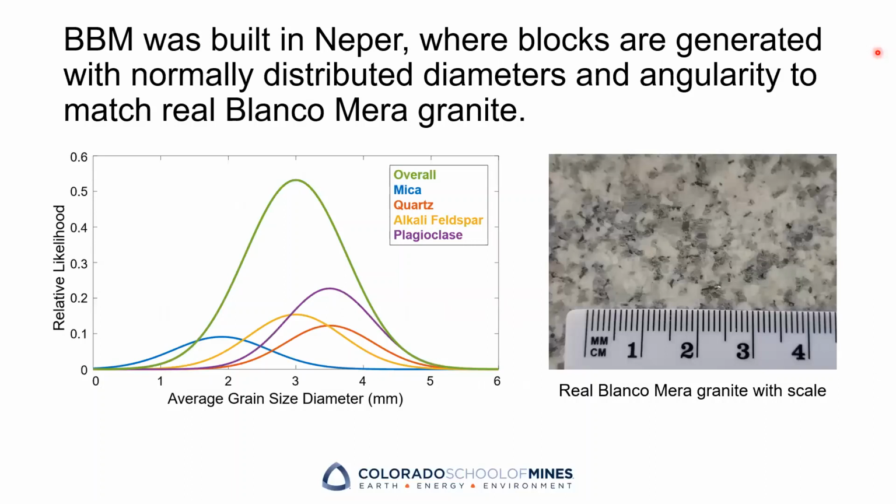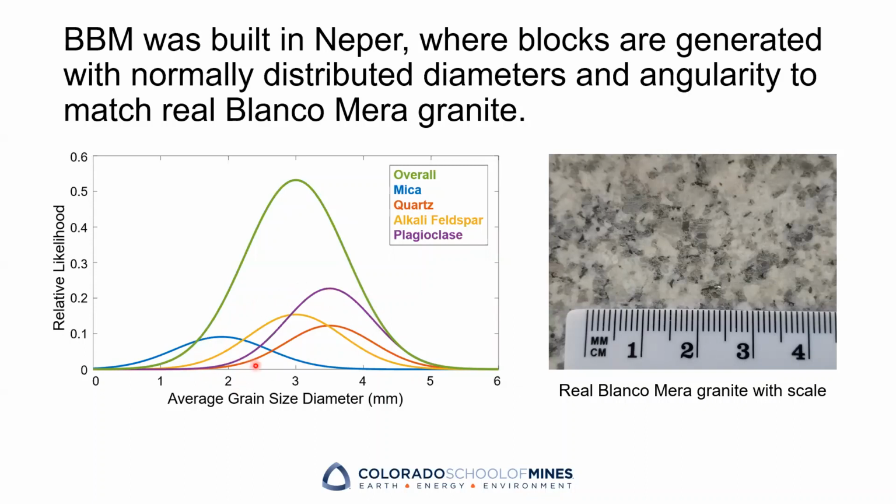So first, I built the geometry of my BBM in a program called Neper. This program generates polygonal blocks with specified average diameters and angularities. Specifically, a mean diameter and corresponding standard deviation, as well as a mean angularity and corresponding standard deviation, must be inputted into the program. The diameter inputs were chosen by fitting a normal distribution curve, this green one, to constituent mineral diameter distribution curves, which are the shorter ones down here.